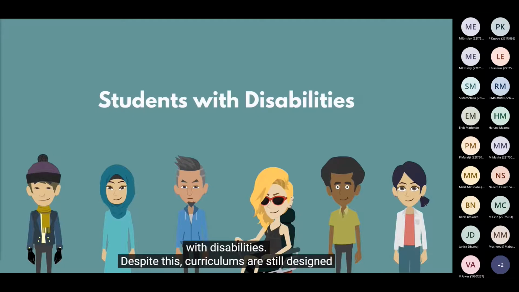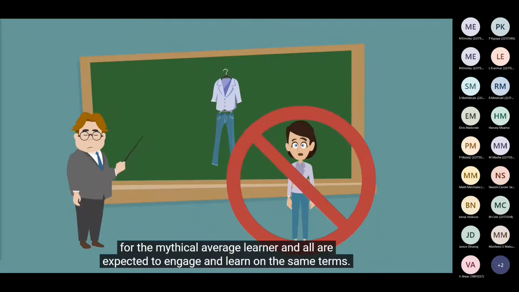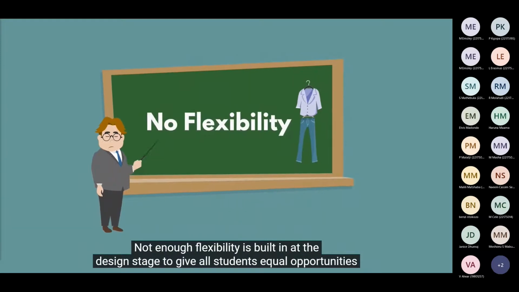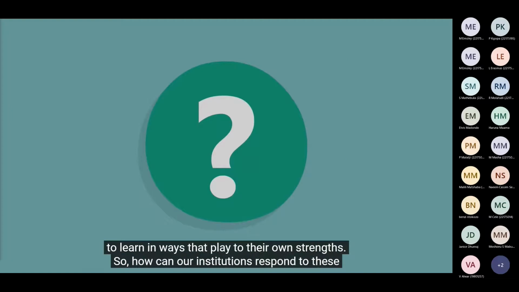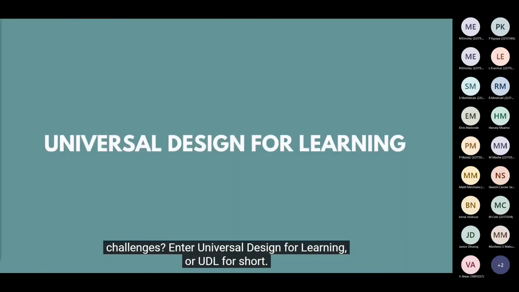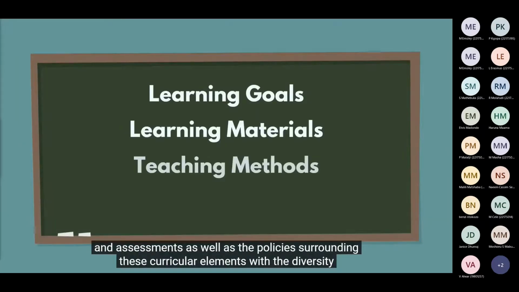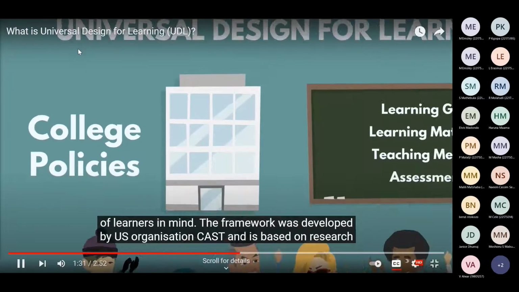Despite this, curriculums are still designed for the mythical average learner, and all are expected to engage and learn on the same terms. Not enough flexibility is built in at the design stage to give all students equal opportunities to learn in ways that play to their own strengths. So, how can our institutions respond to these challenges? Enter Universal Design for Learning, or UDL for short. UDL is an educational framework that guides the design of learning goals, materials, methods, and assessments, as well as the policies surrounding these curricular elements, with the diversity of learners in mind.